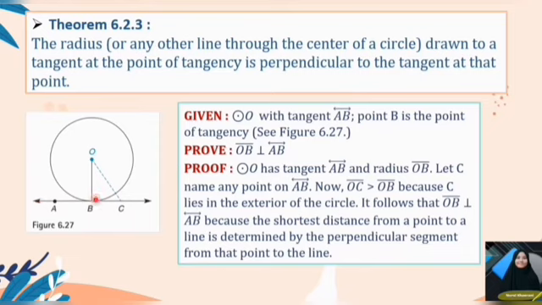So the proof is: circle O has tangent line AB and radius OB. Let's name any point C on line AB. Now we have line segment OC greater than line segment OB because C lies in the exterior of the circle. It follows that line segment OB is perpendicular to line AB because the shortest distance from a point to a line is determined by the perpendicular segment from the point to the line.